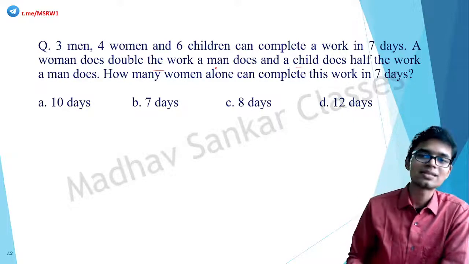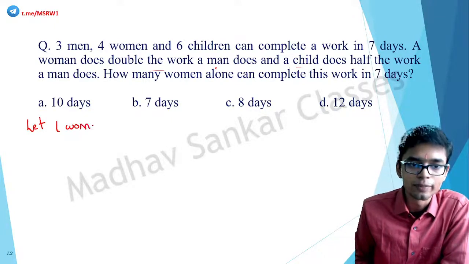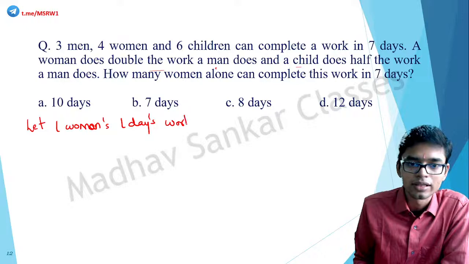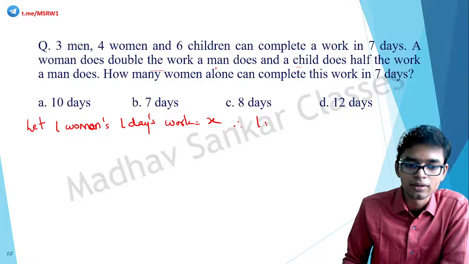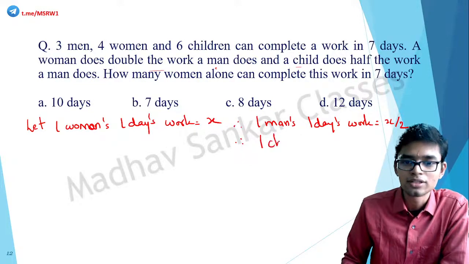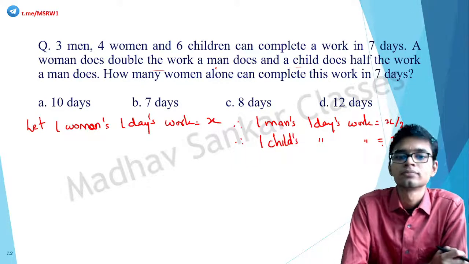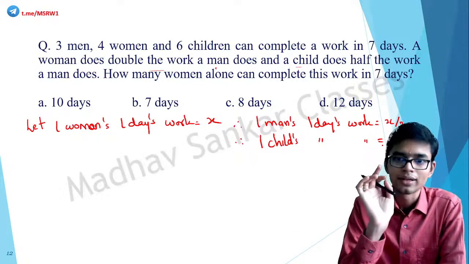Okay, so let's say woman's 1 day's work is equal to X. Therefore, 1 man's 1 day's work is equal to how much? X by 2. Therefore, 1 child's 1 day's work is equal to X by 4. Correct? From that second statement, I got this relationship. Clear? Now let's see the question again.